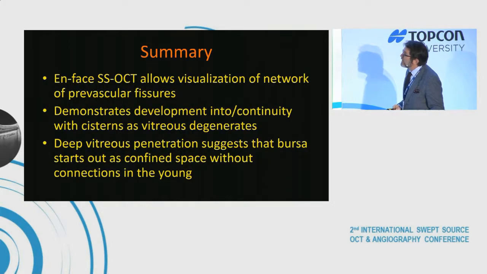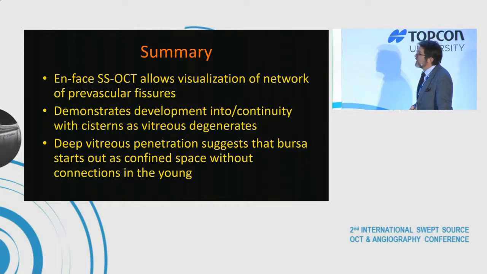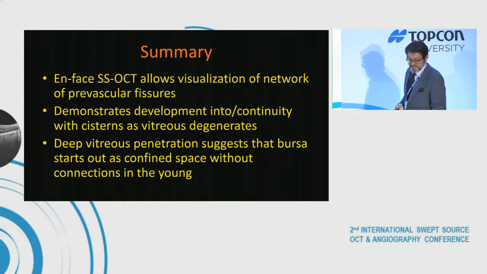So in summary, en face swept-source OCT allows visualization of a network of prevascular fissures. It demonstrates the development into, and the continuity with, the cisterns as the vitreous degenerates, and deep vitreous penetration suggests that the bursa starts out as a confined space without any connections in the young.